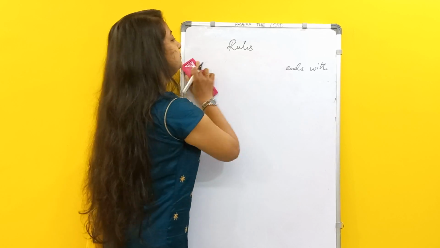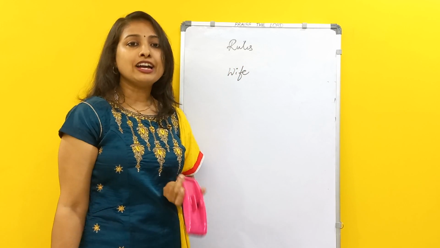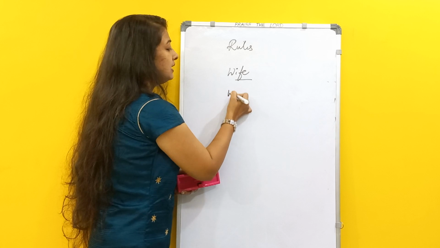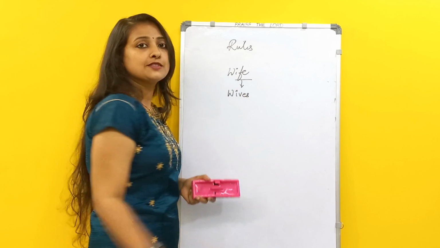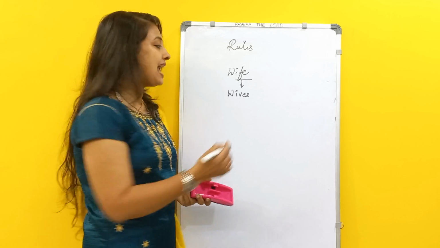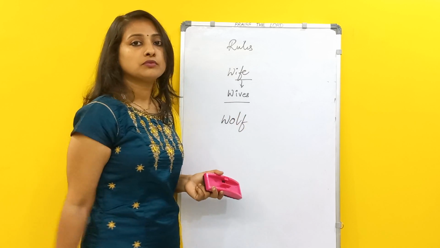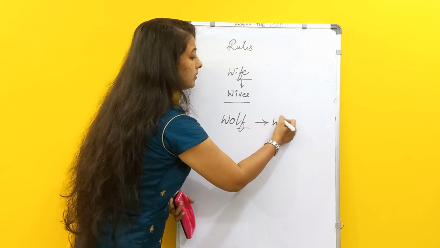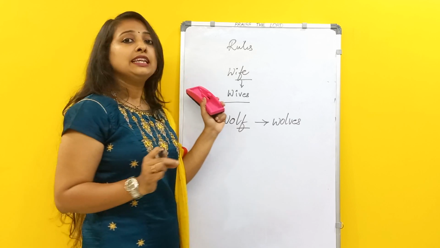For example, wife. It's ending with FE. But I told you, F has to be replaced with V and ES should be added as it is. So it will become wives. Suppose wolf. So F has to be replaced with V. It becomes wolves. This is the rule.